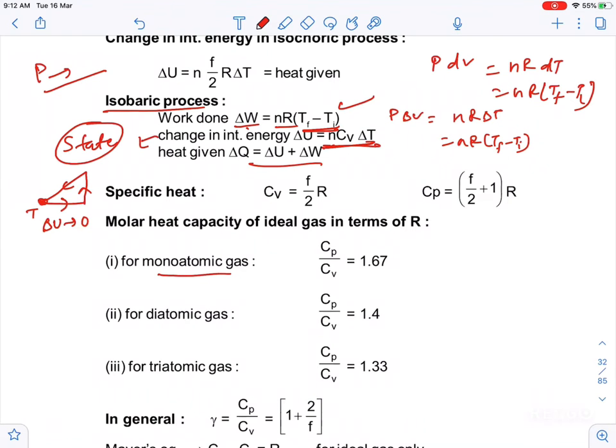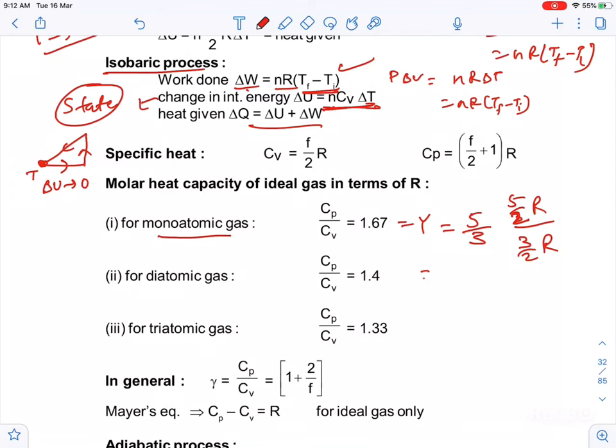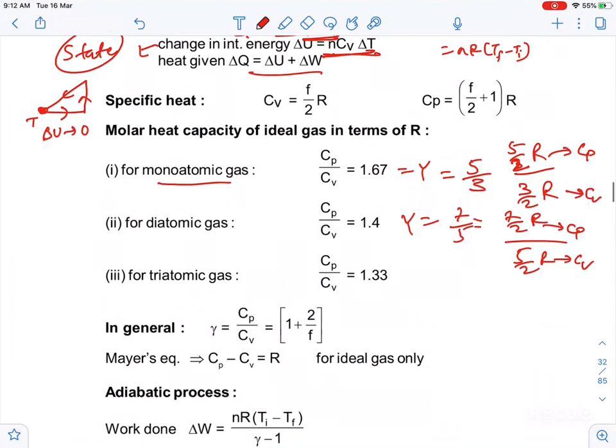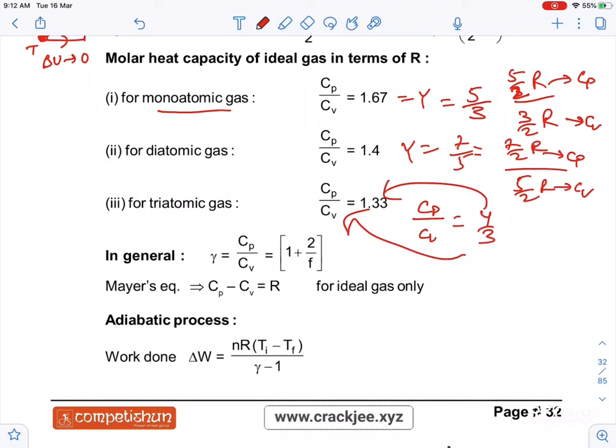Now guys, you have to keep in mind that for a monatomic gas gamma is equal to 1.67, or you can write it as 5 by 3, that is Cp is 5 by 2 R upon Cv 3 by 2 R. For diatomic, gamma is 7 by 5, with Cp being 7 by 2 R and Cv being 5 by 2 R. And for triatomic gas, Cp by Cv, that is gamma, is equal to 4 by 3. So the general formula is gamma equal to 1 plus 2 by f.